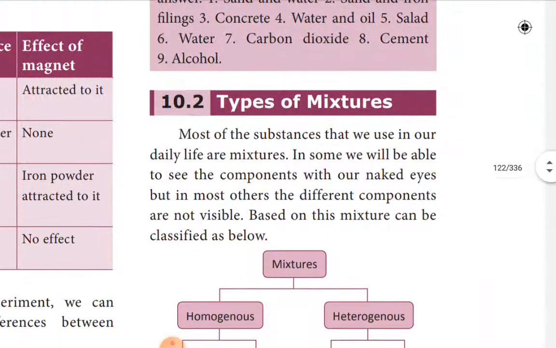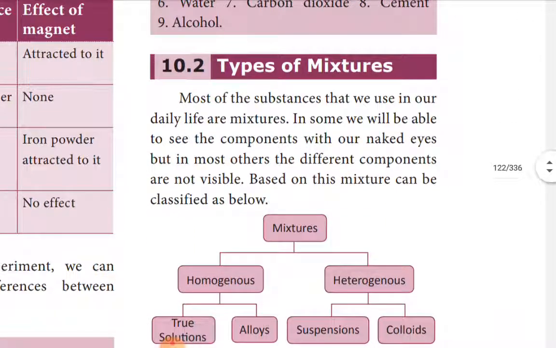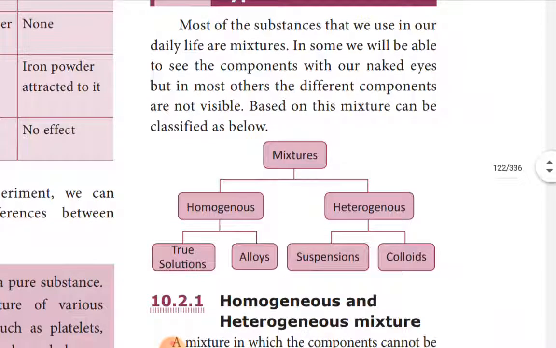Next, let us see types of mixture. Most of the substances that we use in our daily life are mixtures. In some we are able to see the components with our naked eye, but in most others the different components are not visible. Based on this, mixtures can be classified broadly into two types: homogeneous mixture and heterogeneous mixture.